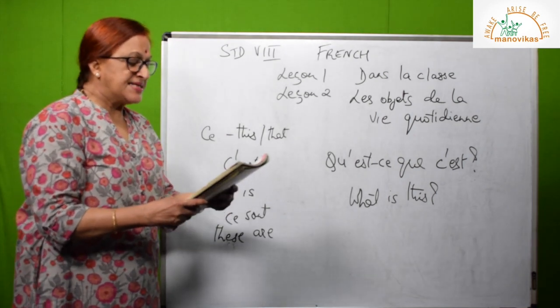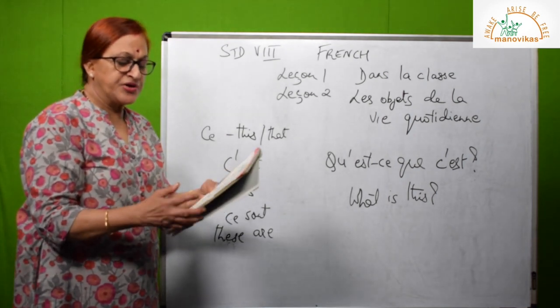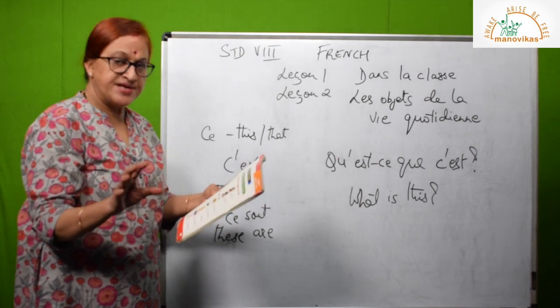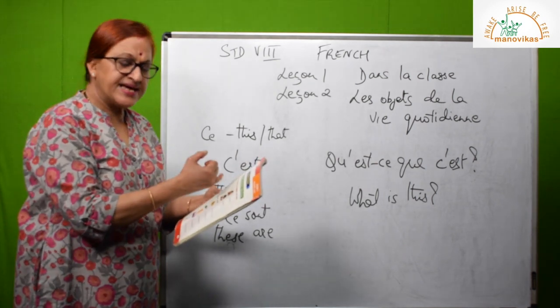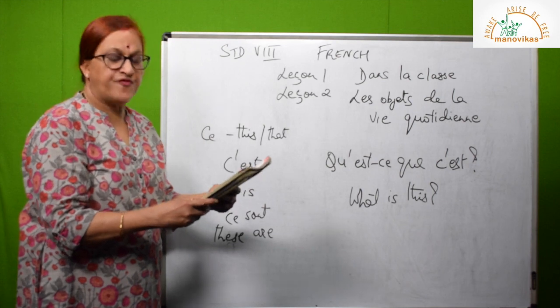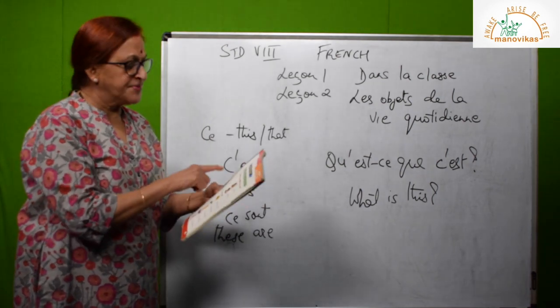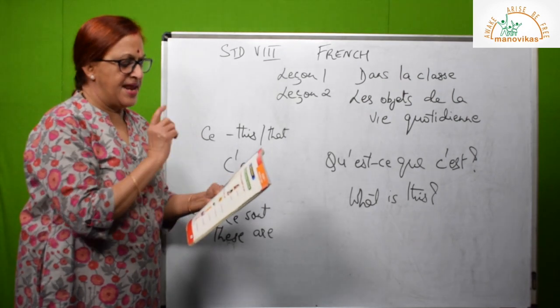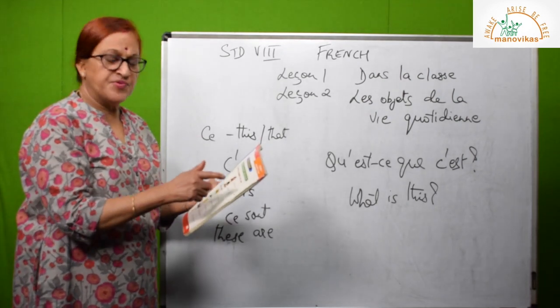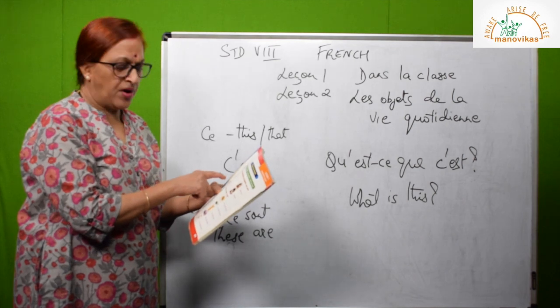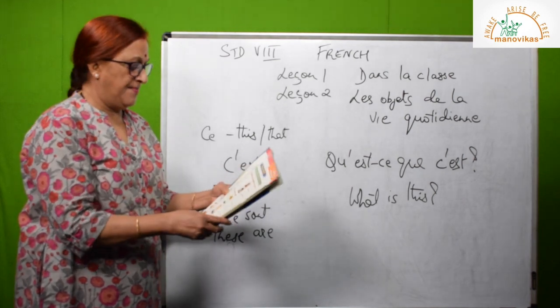So les articles indéfinis au singulier, un and une, have already been taught. So I am just reading. Un homme, une femme. Un garçon, une fille. As the picture shows, un homme means a man. Une femme means a woman. Un garçon, that's a boy. Une fille, that's a girl.